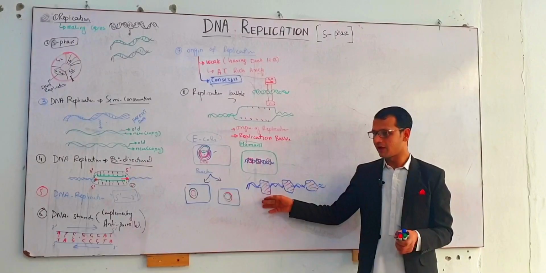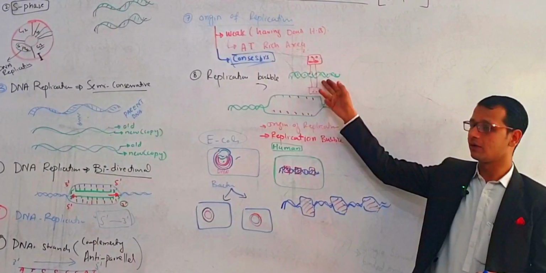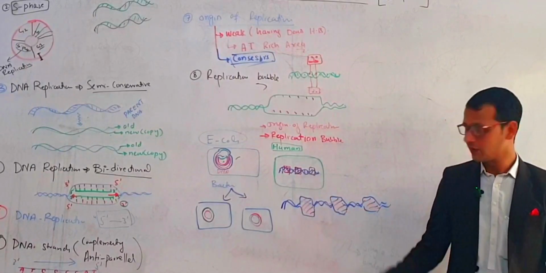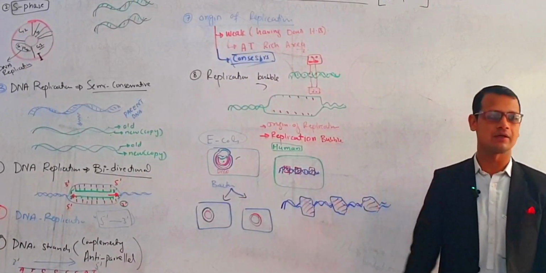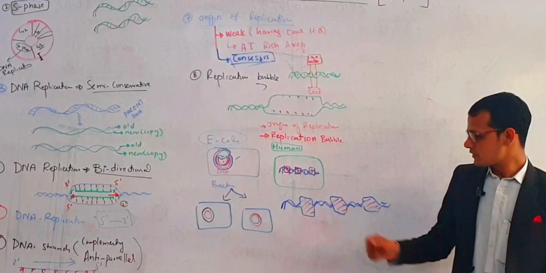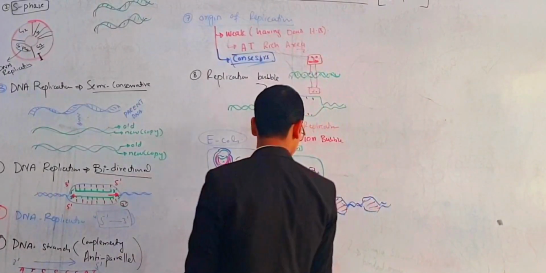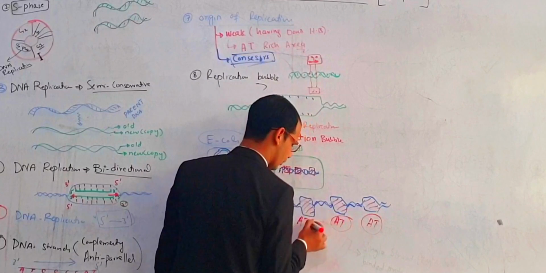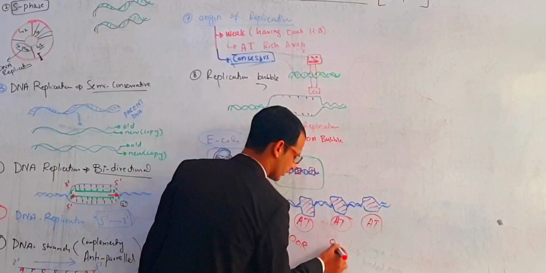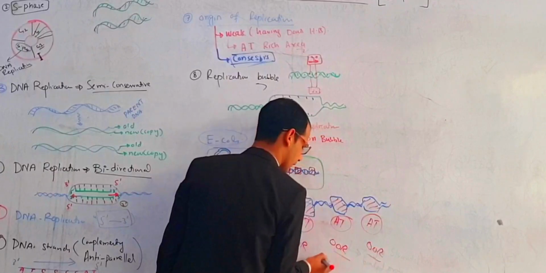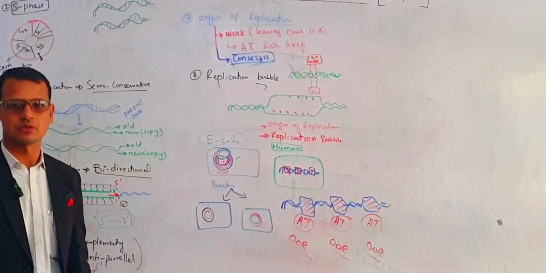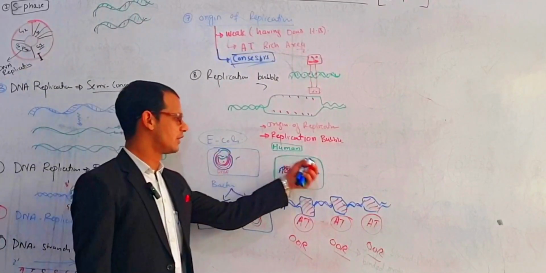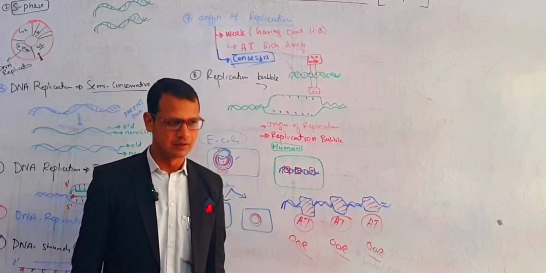And DNA proteins come and separate these strands from each other. This DNA tends to replicate. What are these areas? These are AT-rich areas, and these are called origins of replication. So the point here is, in a prokaryotic cell there is one origin of replication, and a eukaryotic cell must have more than one origin of replication.